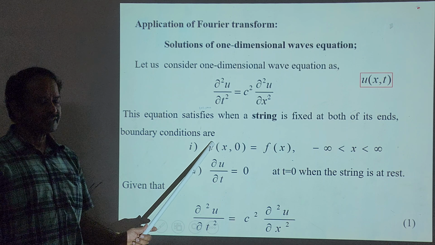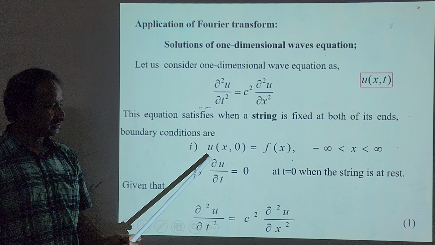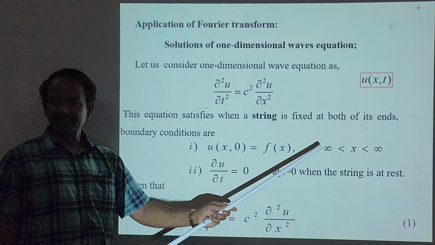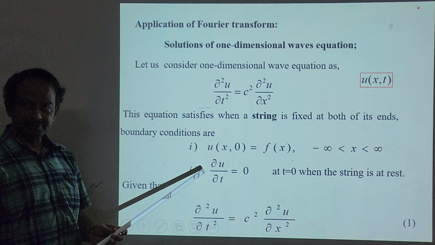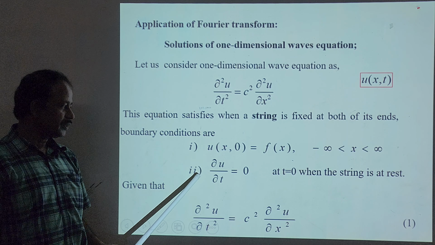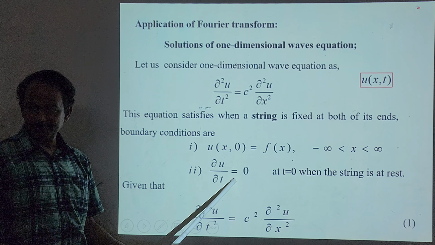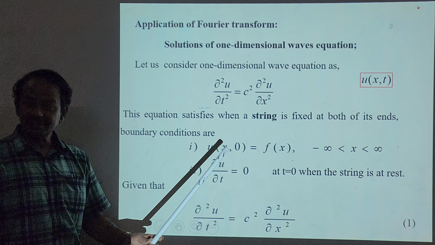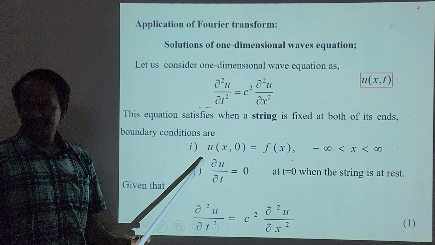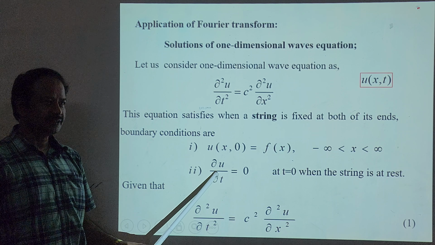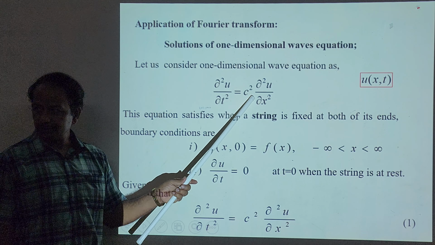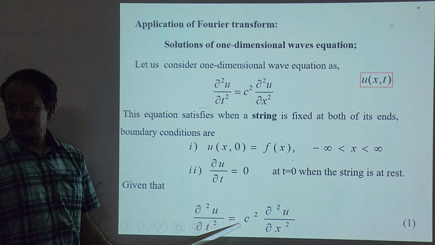So the boundary conditions are given as these. u of x comma 0 equals f of x, when x lies between minus infinity and plus infinity, and du by dt equals 0. So this is another boundary condition at t equals 0, when the string is at rest. When the string is at rest, the differentiation of the function is equal to 0. Now you just write this equation as it is.